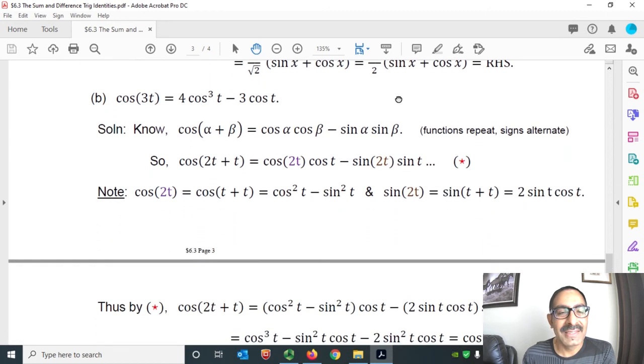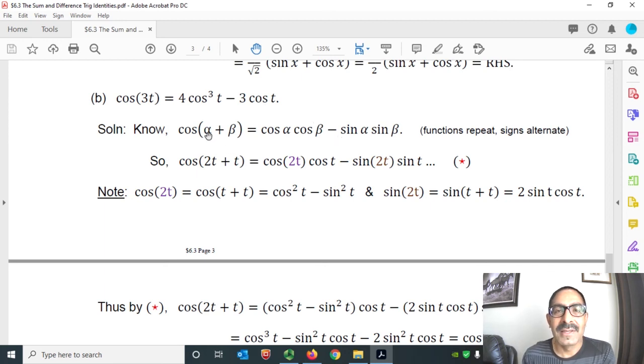Part B. Let's verify this trig identity. Cosine of 3t equals 4 times cosine cube t minus 3 times cosine t. Now begin the solutions. We know this formula, cosine of alpha plus beta equals cosine alpha cosine beta minus sine alpha times sine beta. The functions repeat, cosine cosine sine sine, but the sign alternates from plus to minus.